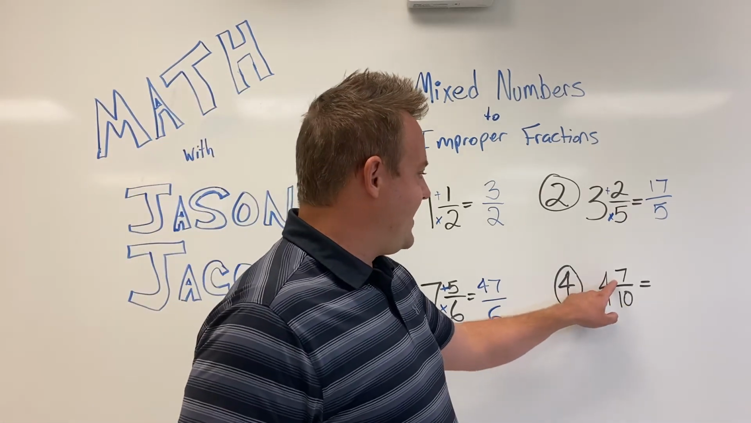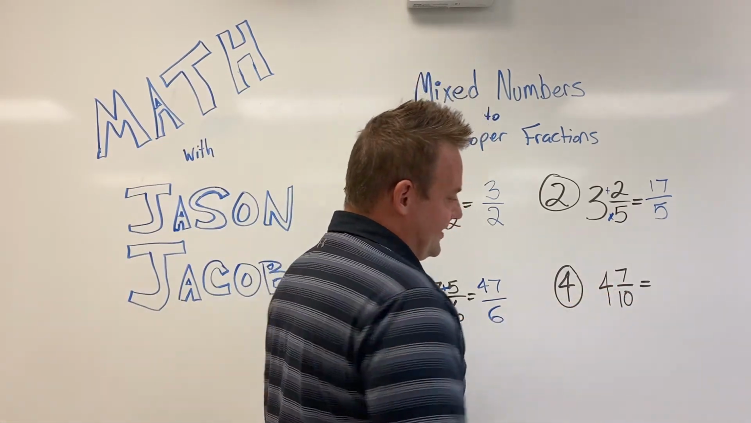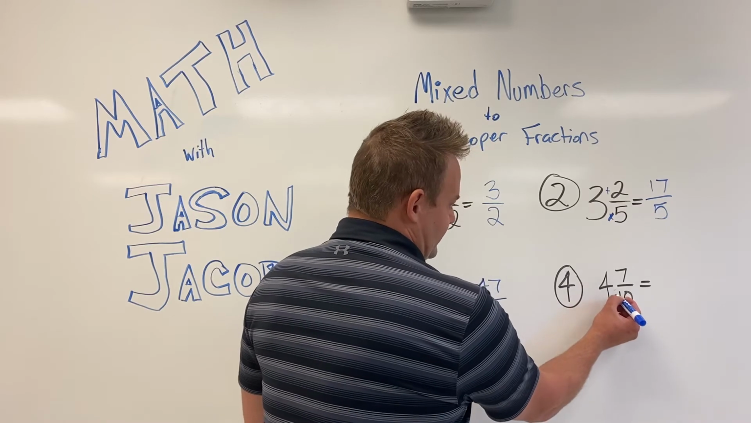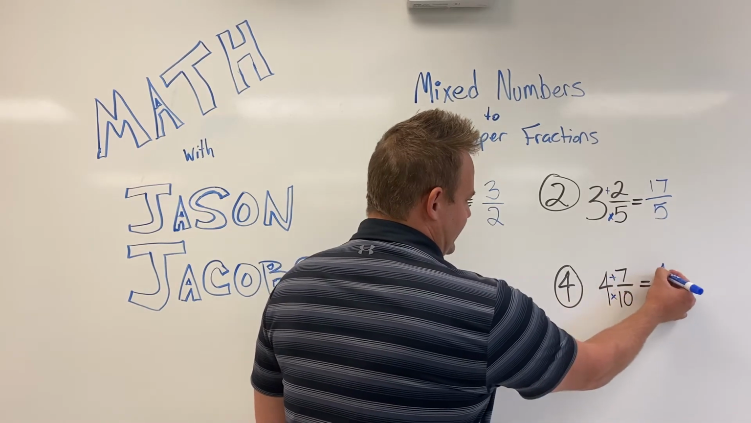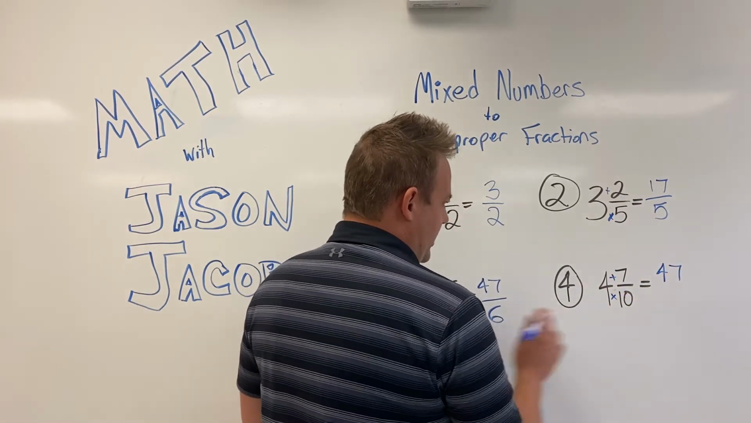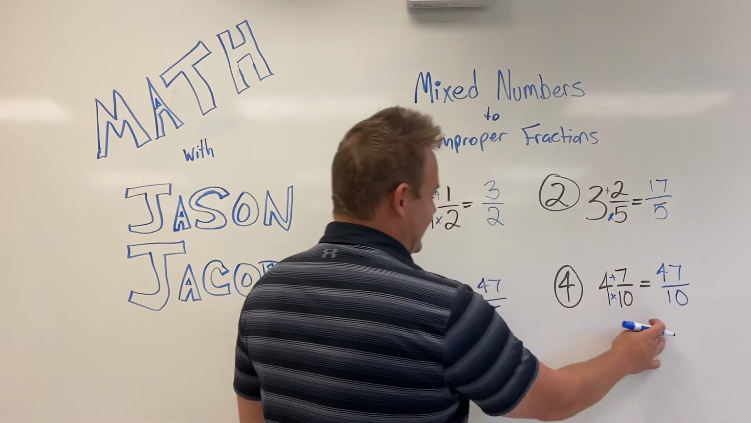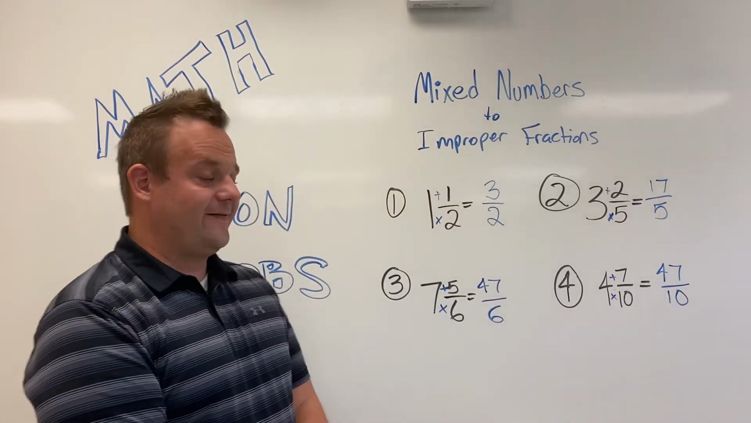4 7/10. So 10 times 4 is 40, plus 7 is 47. Ooh, are these two equal? No, because it's out of 10. It's out of 10. So 47/10.